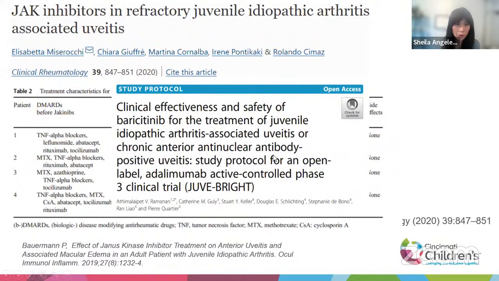But you know, more to come. Dr. Ramanan also has another RCT in progress looking specifically at baricitinib.